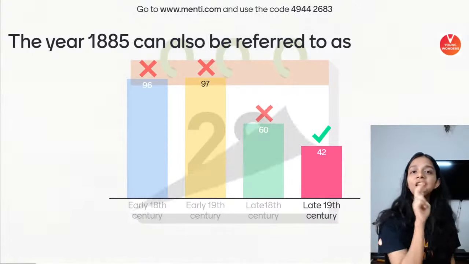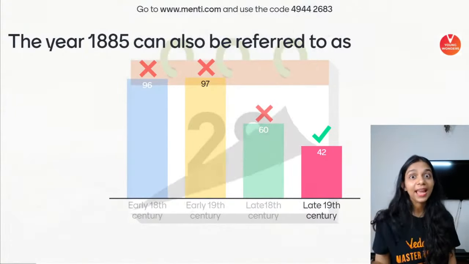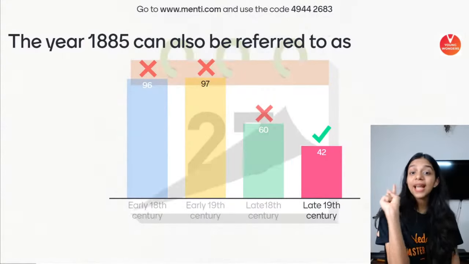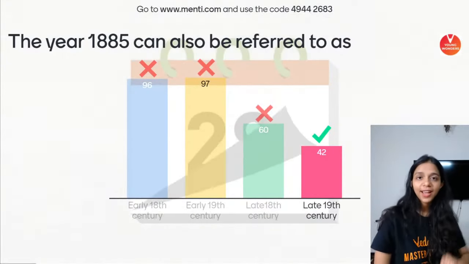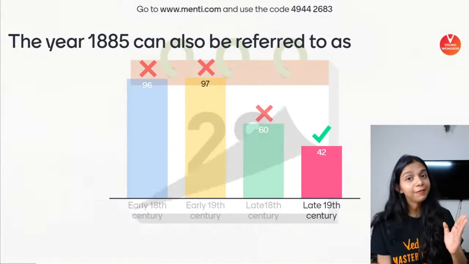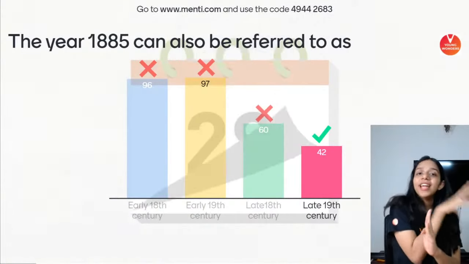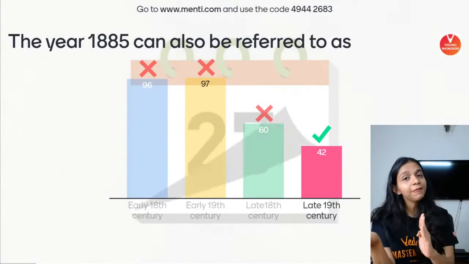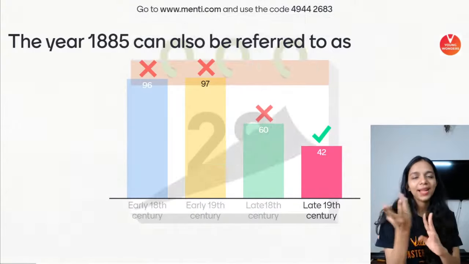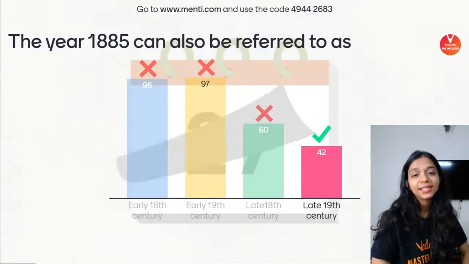1885. Take the first 2 digits, 18, and add 1. 18 plus 1 is 19. So we are talking about the 19th century. Got it? 1885 is 19th century. Now it is after 1850. Hai na? If it is before 1850, it is early 19th century. If it is after 1850, it is late 19th century. So we are talking about late 19th century.